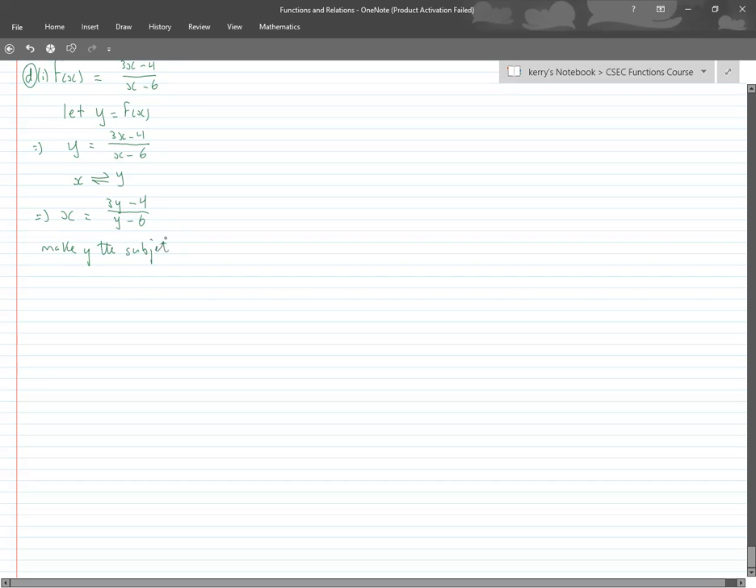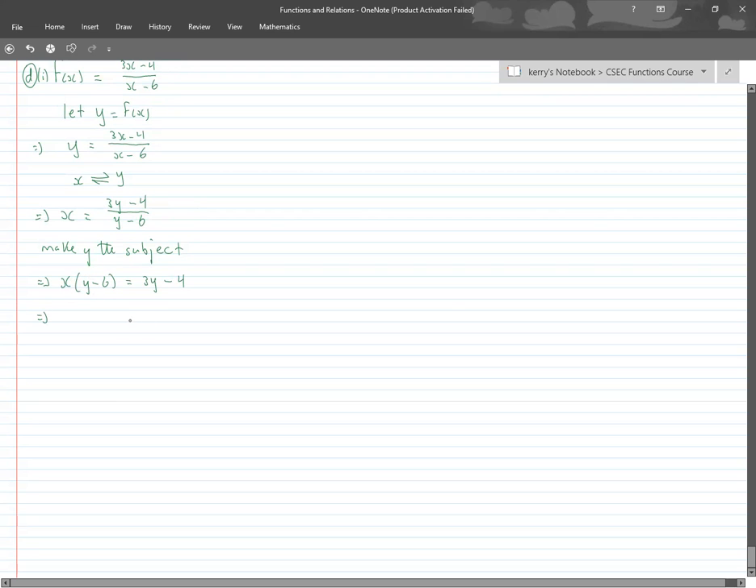All right, and as I taught you all in the last video, what we saw here is that we have a variable in the denominator. When we want to make that variable the subject, one of the main methods you could use is what we call cross multiplication. So we multiply both sides by y minus 6. So this gives us x into y minus 6 is equal to 3y minus 4. And now it's just for us to solve for y.